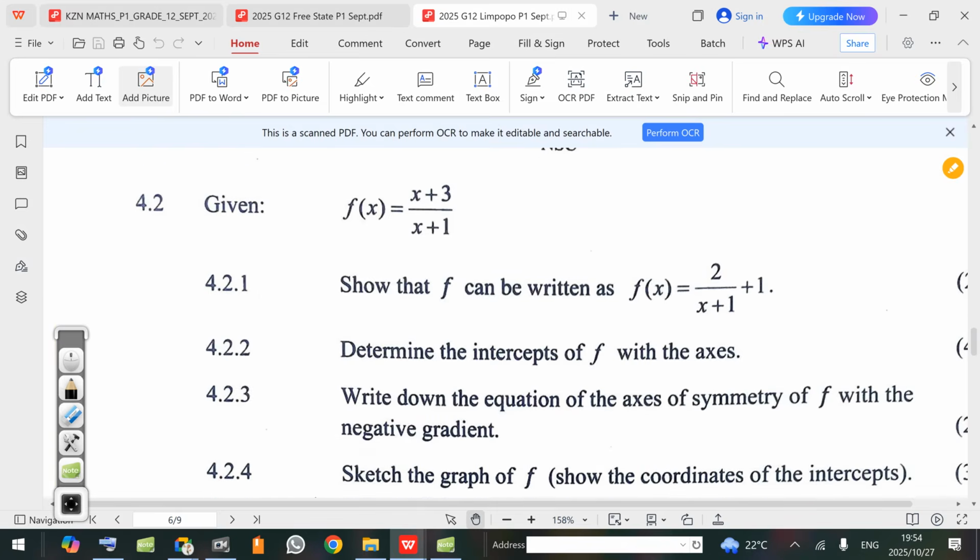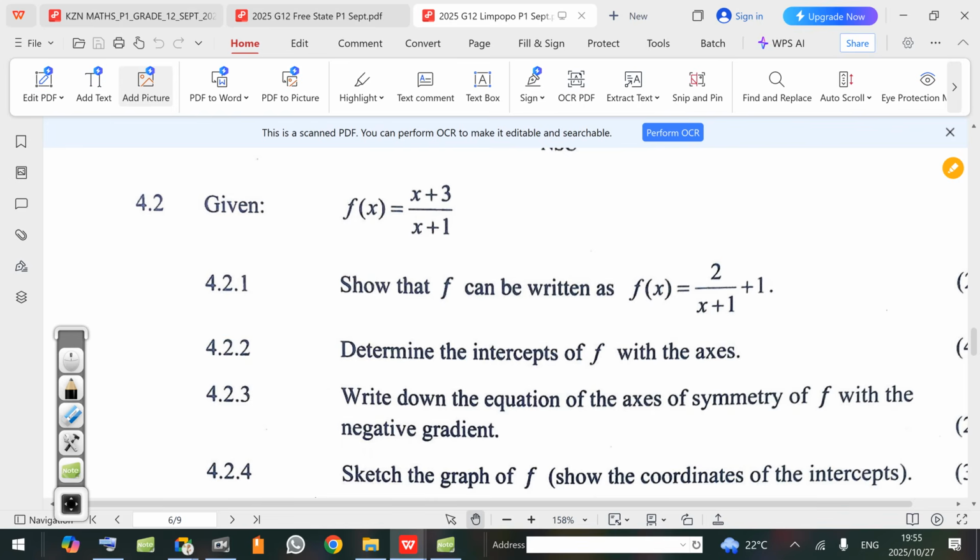We are doing functions. Do you guys remember that? Can you change that to that? 4.2.1, 2 marks. Okay, I'll do it on Thursday. Let's just do it now.